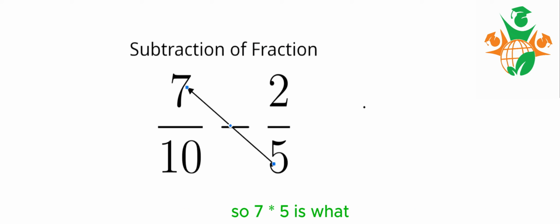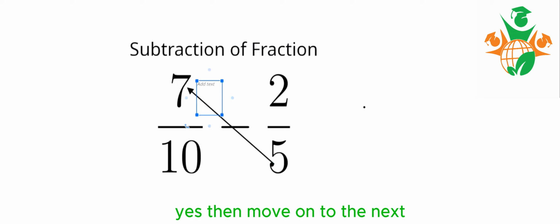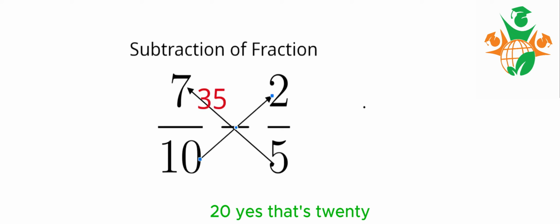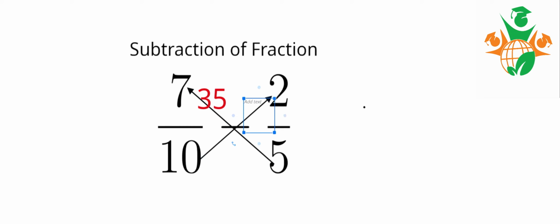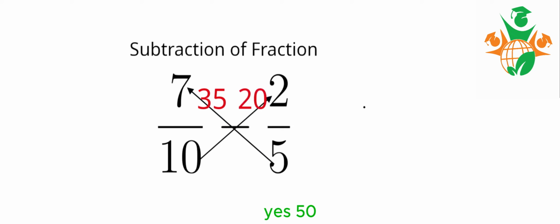So 7 times 5 is what? 7 times 5, that's 35, right? Yes. Then we move on to the next, which is 10 times 2. 10 times 2 is what? 20. Yes, that's 20. So we write our 20 down there. And then we move on to the denominator. We multiply the denominators together. That's 10 times 5. 10 times 5 is, yes, 50. That's correct, 50.